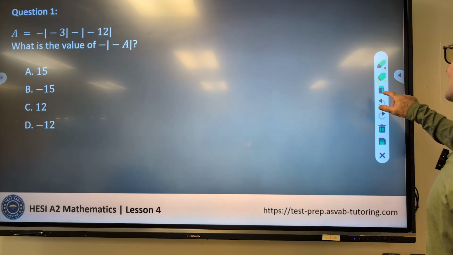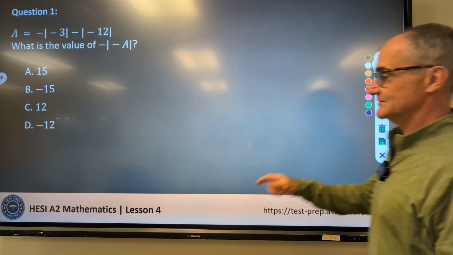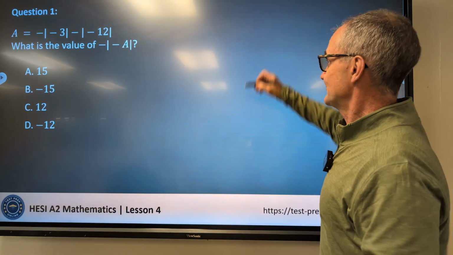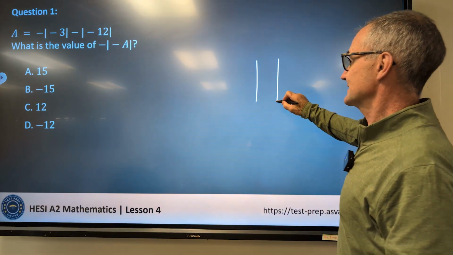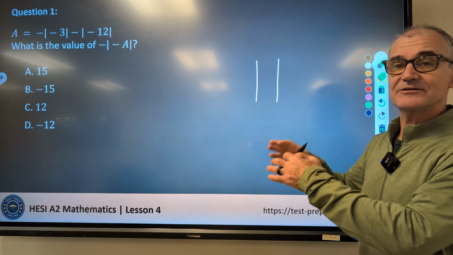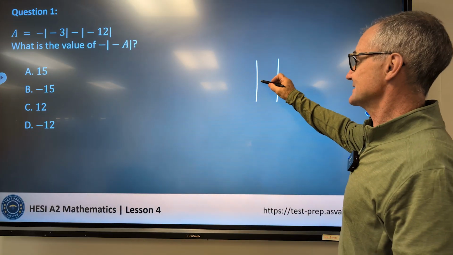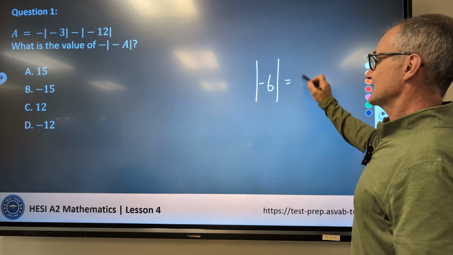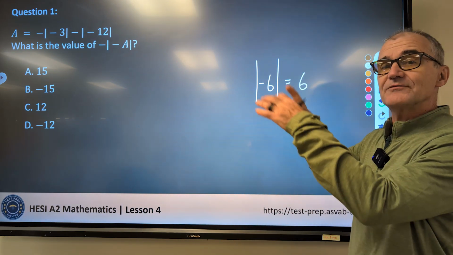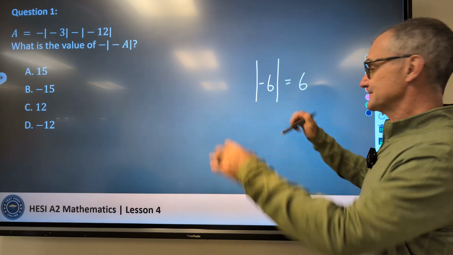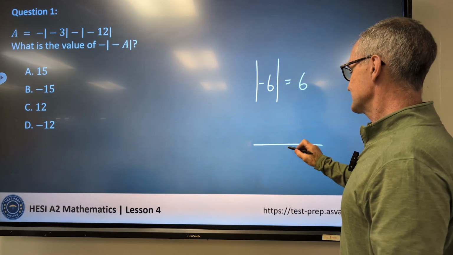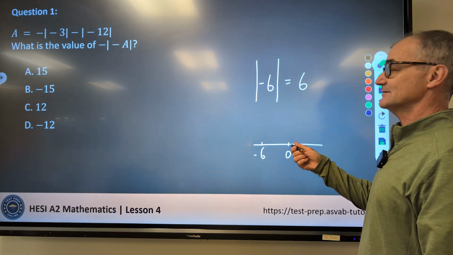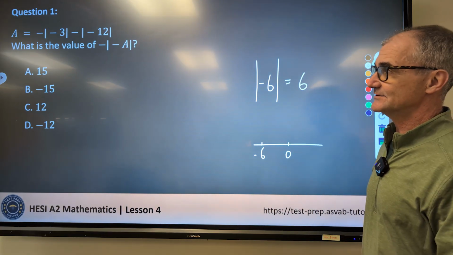So this problem right here is all about absolute values. And what that really means is it's a distance. So the bars up and down like this mean everything inside of those bars becomes positive. So if I had absolute value of -6, that just means 6. It wants to know how far away you are from a point. So if we were on our number line and this is 0 and this is -6, how far is that to 0? And that's what absolute value does.